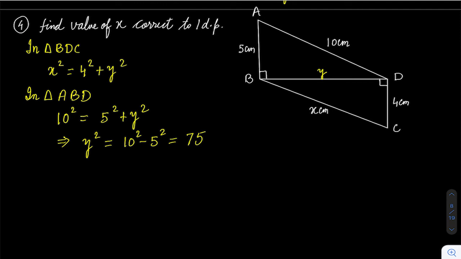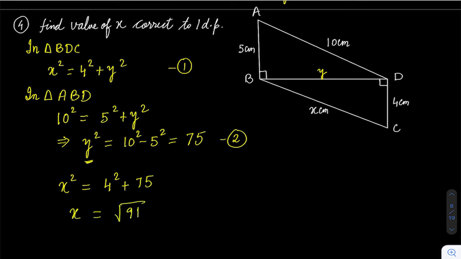We just have the value of y square, so we can substitute in the first equation. From the second equation, I have y square as 75. I am substituting that in the first equation. So my x square is coming out to be 4 square plus y square, that is 75. So directly I can get my x value, that is square root of 91, which is nothing but, up to one decimal place, 9.5 centimeter. So I hope everyone understands.